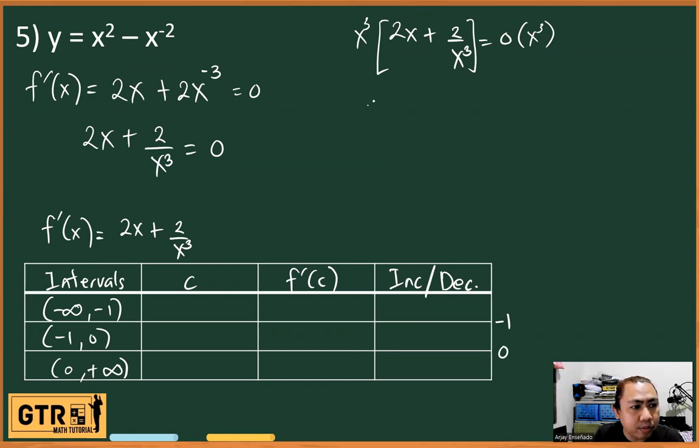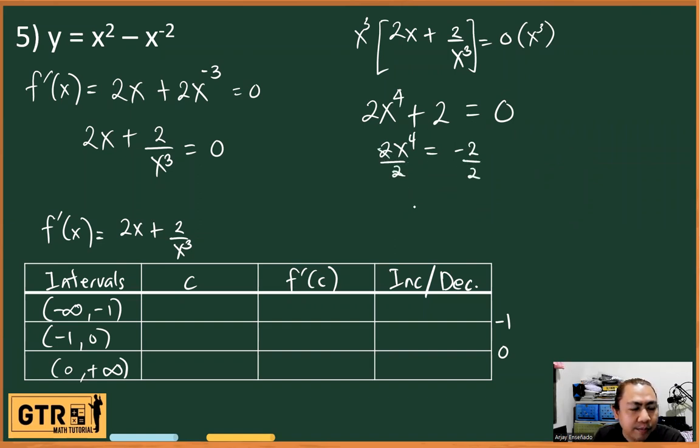x cubed. So we have 2x times x cubed, 2x to the fourth plus, this will be canceled out, x cubed over x cubed. So we have plus 2 equals 0. Okay, so we only have one critical value. So solve for x. So we have 2x to the fourth, subtract 2 from both sides equals negative 2. And then divide both sides by 2.